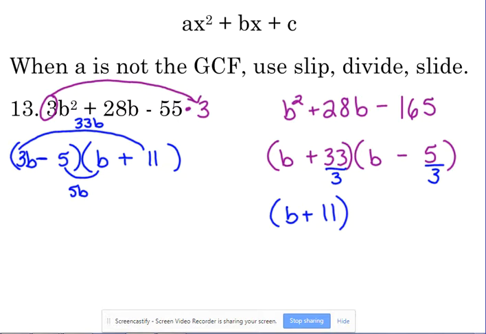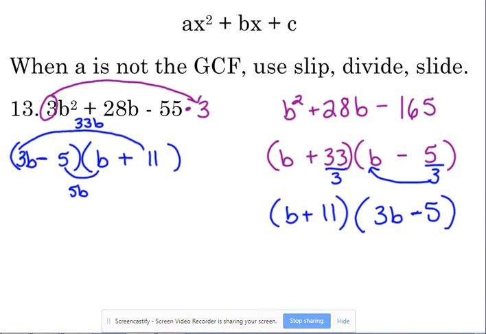So here's the last part, the slide. Because that doesn't reduce, the 3 slides in front of that factor. So there's the same answer. I've just got them in a different order, but it's the exact same answer: b plus 11, 3b minus 5.